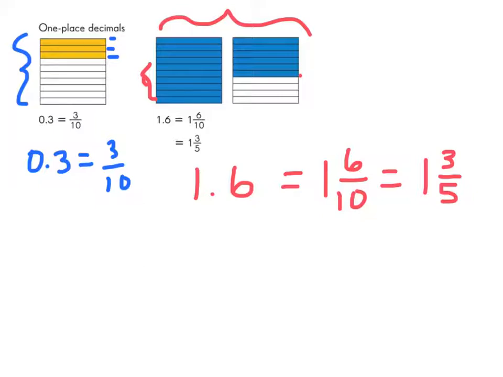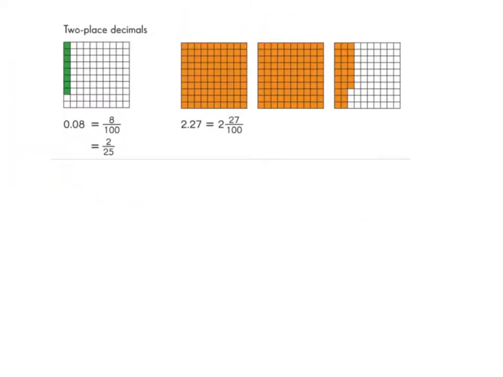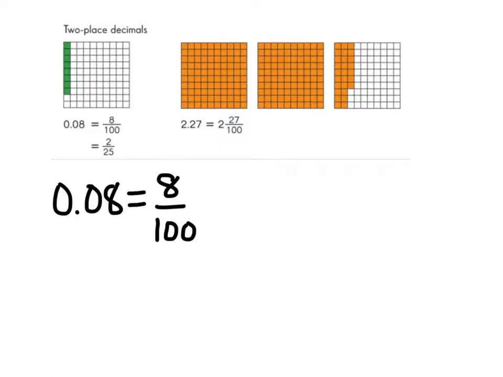Okay, let's go on to two-place decimals. Here are 2 examples for two-place decimals. In our first example, we have a cube that has been divided into 100 equal parts. 8 of those parts are colored in. That means we've colored 8 out of 100, or 8/100ths. So 0.08 or 8/100ths. We can reduce this to simplest form by dividing 8 and 100 by their greatest common factor, which is 4, giving us 2 out of 25.